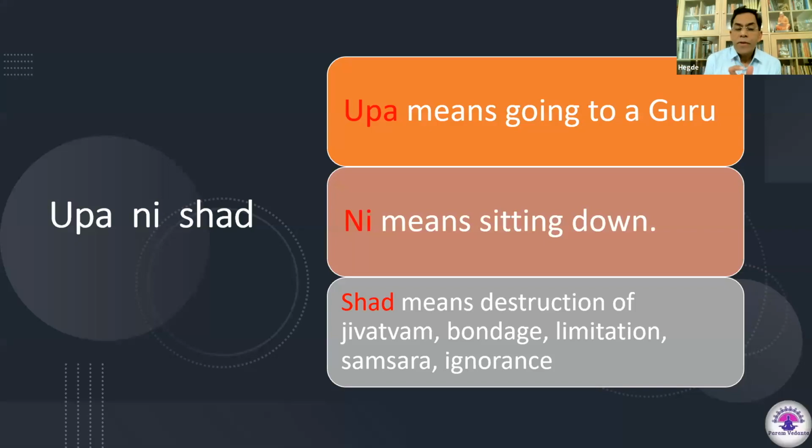Now, if you break up the word Upanishad, Upa means going towards a guru. It is called Guru Upasadanam. And when you are with the guru, you don't sit at the same level because knowledge always comes from a higher level to a lower level. The word ni means to sit down. The word shad means to destroy. In Sanskrit, it is called apasadanam. What is the destruction of what? Destruction of all forms of limitation which cause bondage. Jivatvam, that means I'm a limited being, or samsara, or ignorance. So Upanishad is going to a guru, getting knowledge by sitting down and removing all my ignorance.